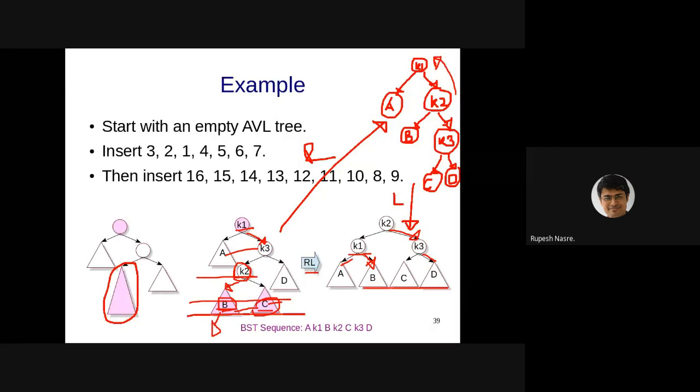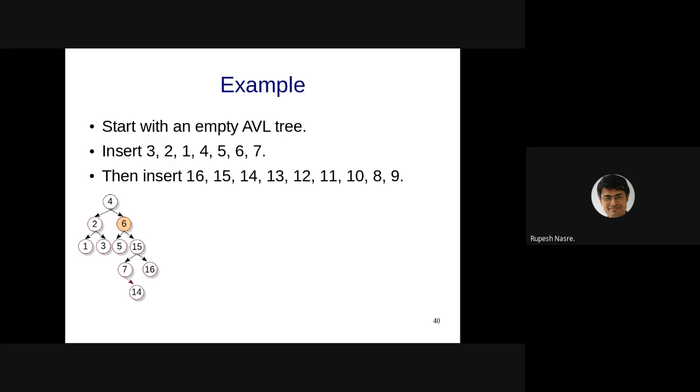Okay, then we'll finish this example. We were inserting 15, so let's insert that. We added it as the right child of 6, and then 7 and 16 after the RL rotations became its children. Now when we are adding 14, thankfully nothing happens at 15.